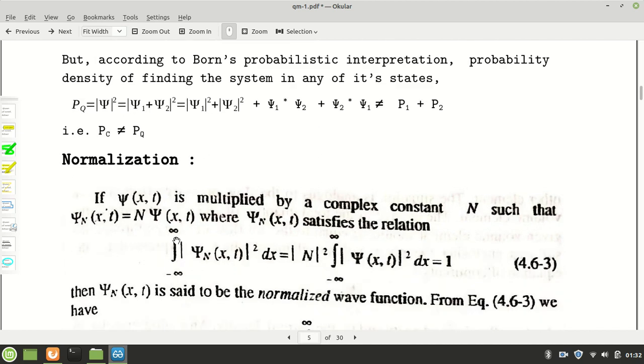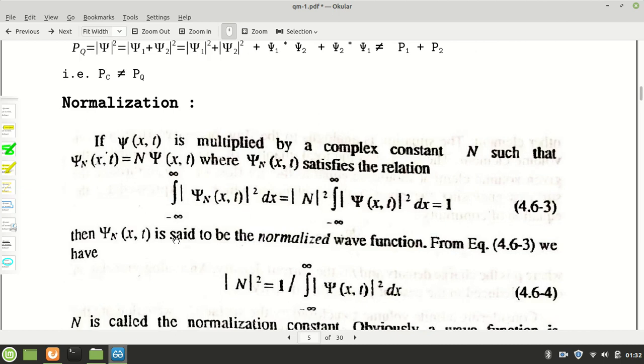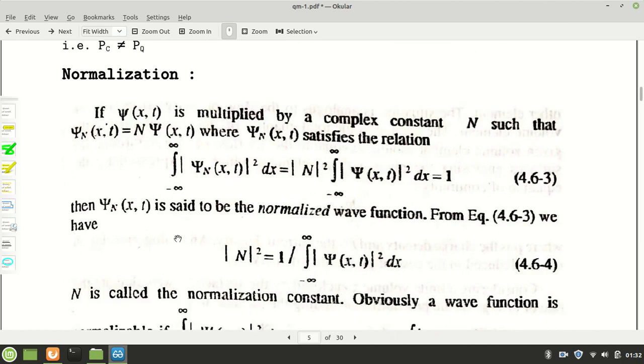So this is the very important and very basic difference between the quantum mechanical and classical mechanical points of view. Now the normalization. What is called normalization? Normalization is a constant. Suppose you have a wave function psi, any function psi, which is single valued.